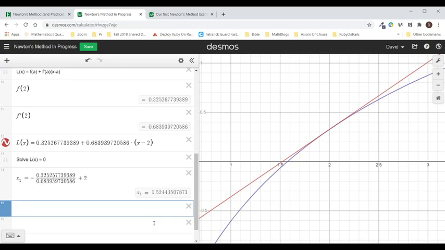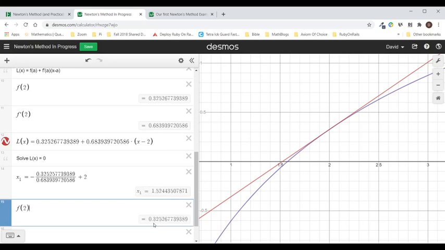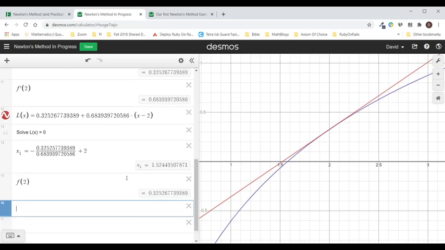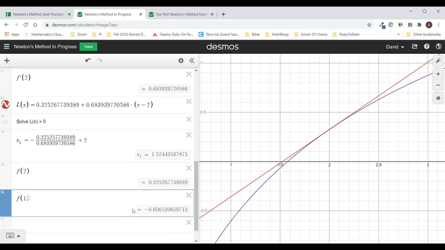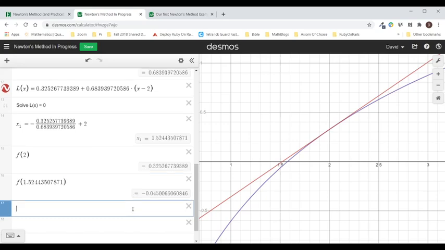Well, the idea is we want a number that when we plug in, we get 0. Our initial guess was 2. And when we plugged in 2, we got 0.325 something. That's sort of close to 0. It's not that close. We now have a new number where the red line crosses the x-axis. And when I plug that number in, so this is 1.52443507871, yeah, that's it. I get that.